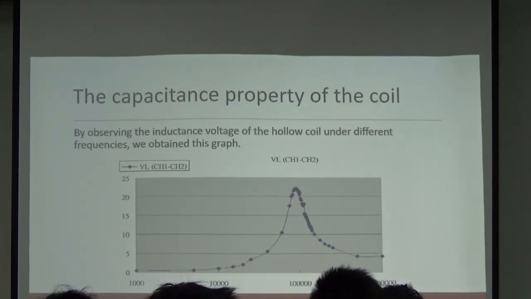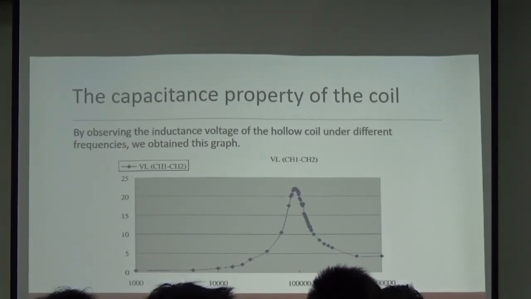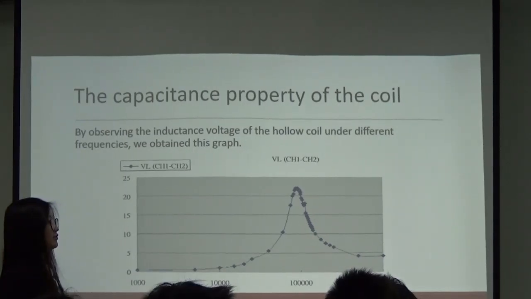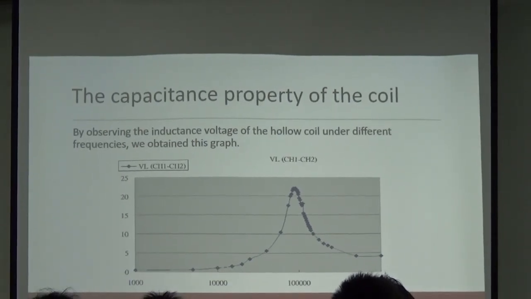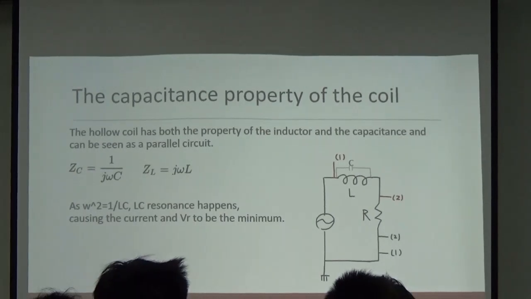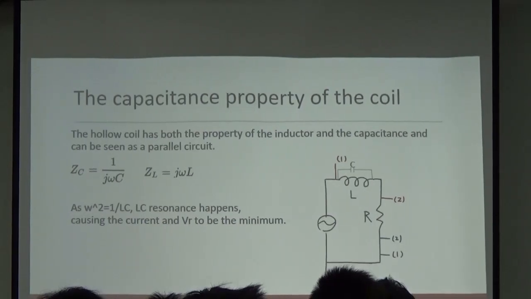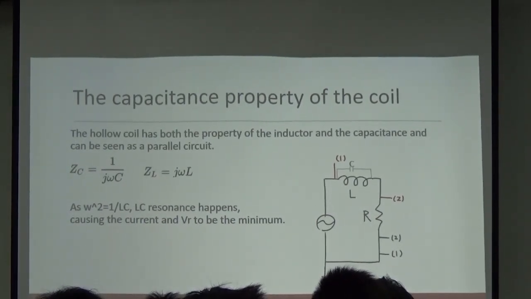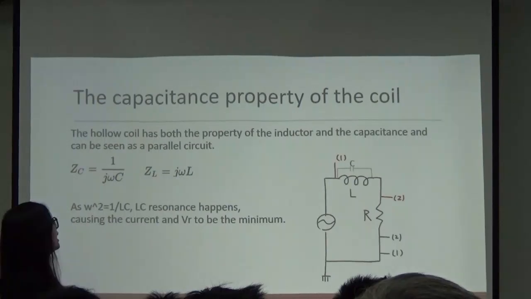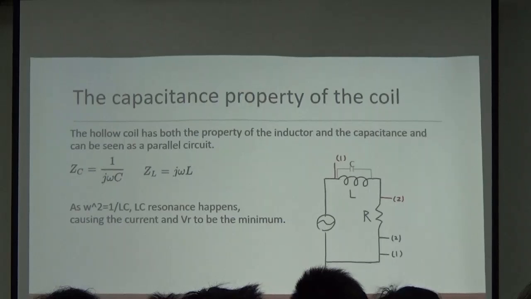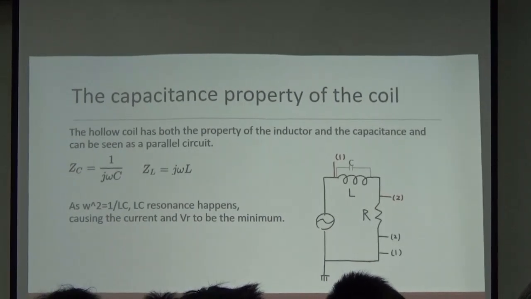By observing the inductor's voltage of the hollow coil under different frequencies, we obtain this graph. As you can see right here, as the frequency increases, VL started to increase, but after a certain frequency, VL started to decrease as the frequency increases. The hollow coil has both the property of an inductor and capacitance, and can be seen as a parallel circuit, as I draw right here. And using the two formulas here, we can know that when omega squared equals 1 divided by LC, LC resonance happens, causing the current in VR to be minimized.